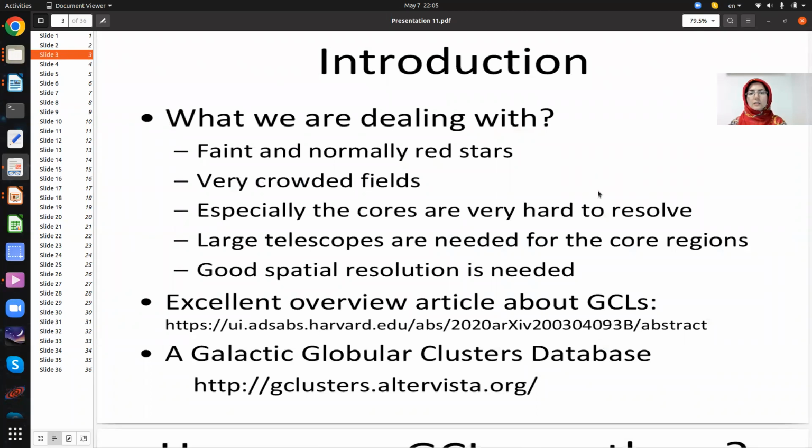For the introduction, we can say what we are dealing with. Globular clusters are faint and normally red. They have red stars and very crowded fields, and especially the cores are very hard to resolve. Large telescopes are needed for the core regions, and good spatial resolution is needed. An excellent overview article about globular clusters is on the ADS website, and the galactic globular cluster database is also from this website. You can search about them.